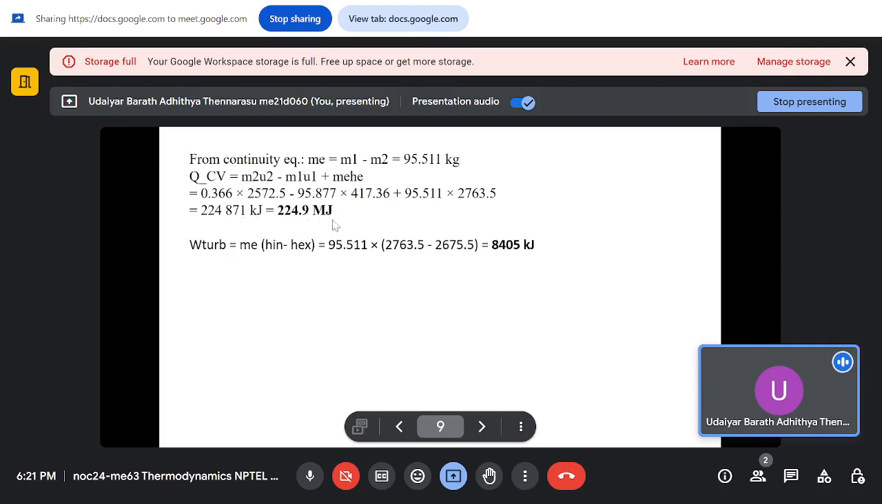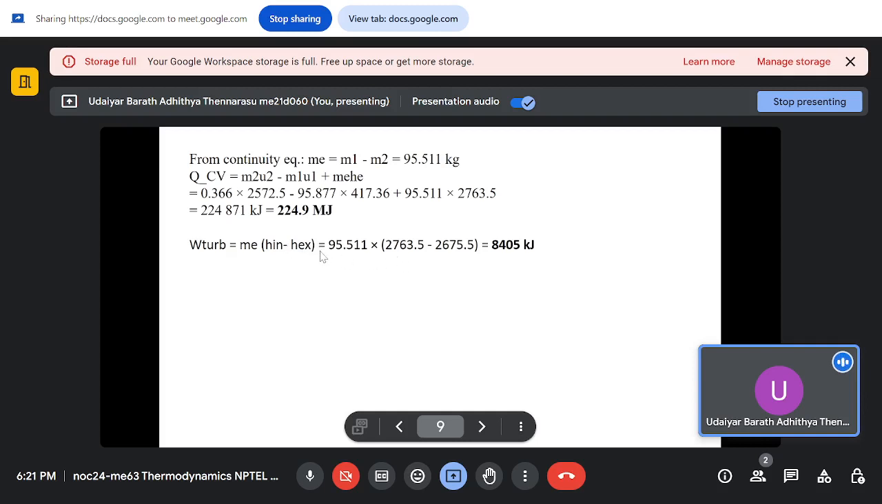So this is the amount of heat which we are supplying, and the turbine work is the mass which is going out of the boiler and into the turbine, m, times the enthalpy difference, h in minus h out.